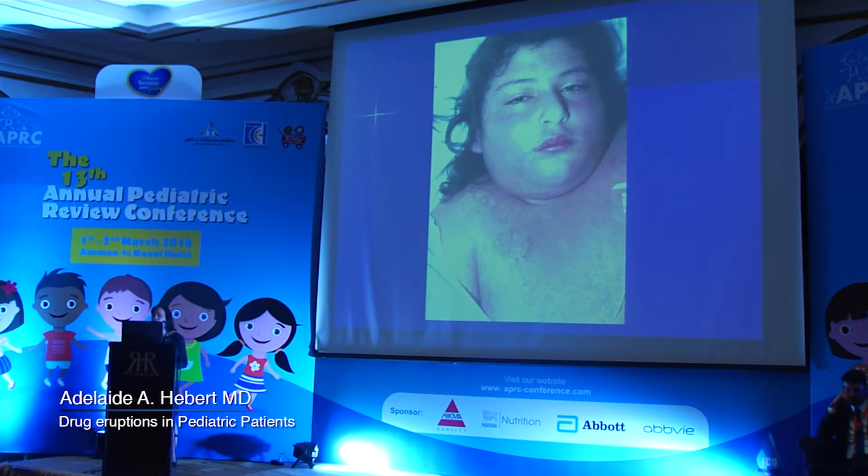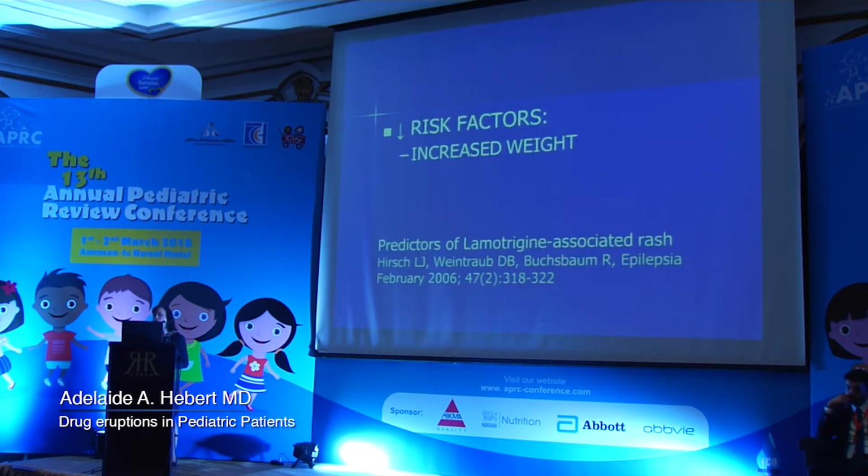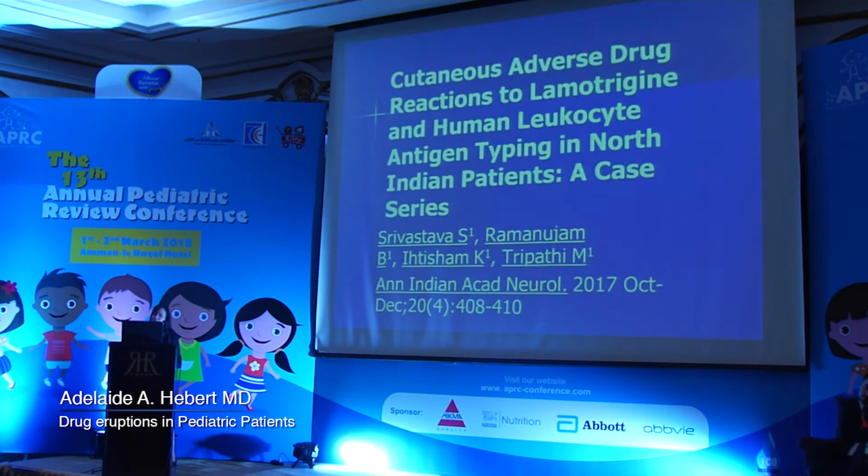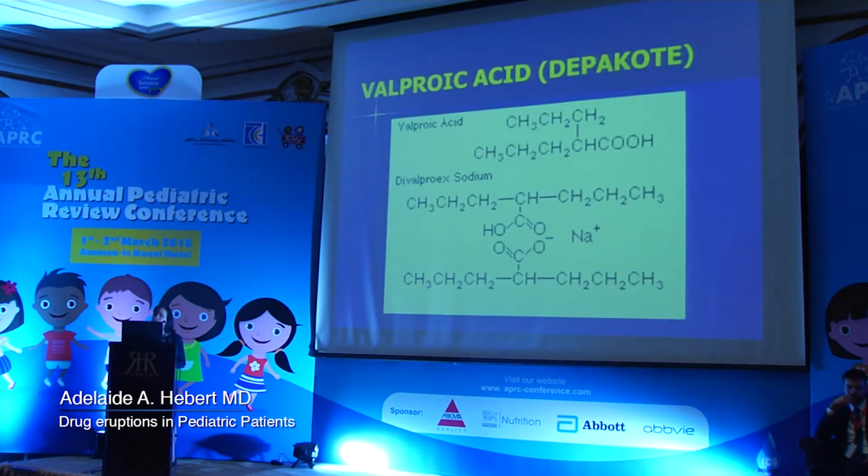She's a patient who originally came from Mexico, and there is a genetic predisposition in the Mexican population that also makes their risk greater. Now, allegedly, if patients have increased weight, they have decreased risk, but that patient was clearly overweight, and this was not protective in her case. Now, we know that there are certain Indian patients who also, because of genetic predisposition, are more likely to develop the lamotrigine rash. I'm going to go on now to valproic acid, in the United States known as DEPAKOTE.